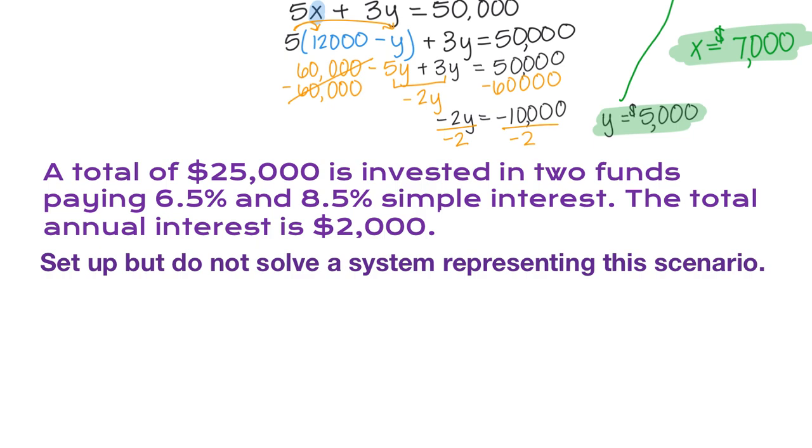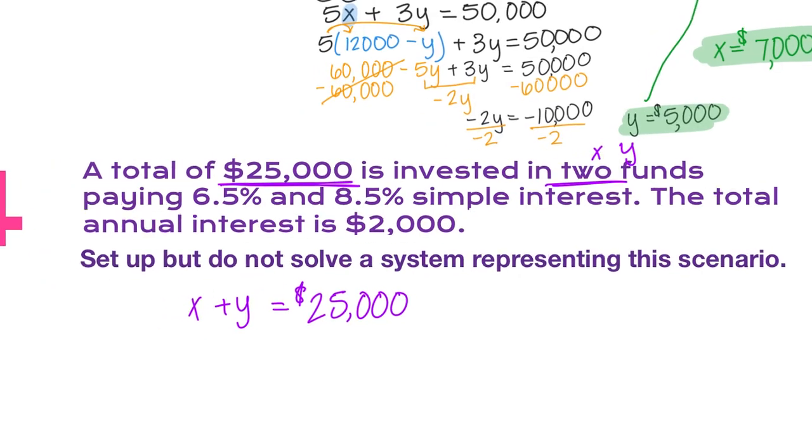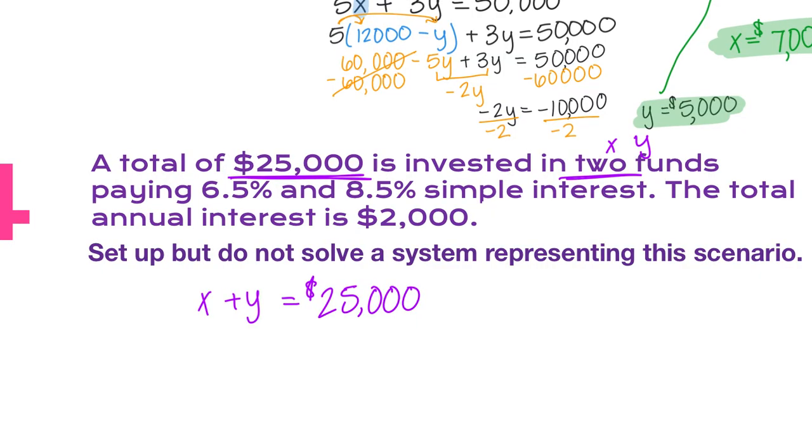If I'm looking at this question, it says, I have a total of $25,000 is invested into 2 funds. And my 2 funds, again, are X and Y. So using X and Y, I'm going to go ahead and write my first part. I have X plus Y is going to equal $25,000.